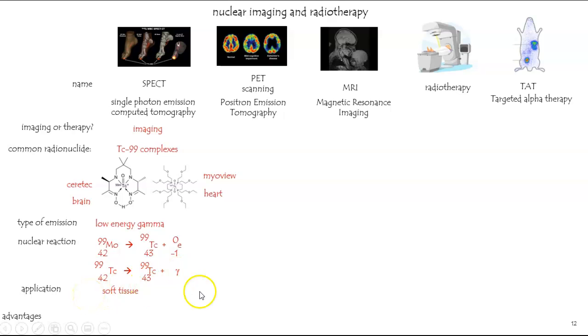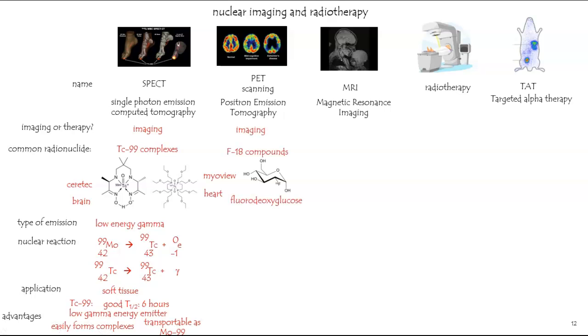This is great for soft tissue studies, whereas X-ray would not work for these. The technetium-99 is a good choice because it has a short half-life. It gives enough energy to be detected, but not too much. It can easily form regioselective complexes, and you can make it when you need it in the hospital from molybdenum-99.